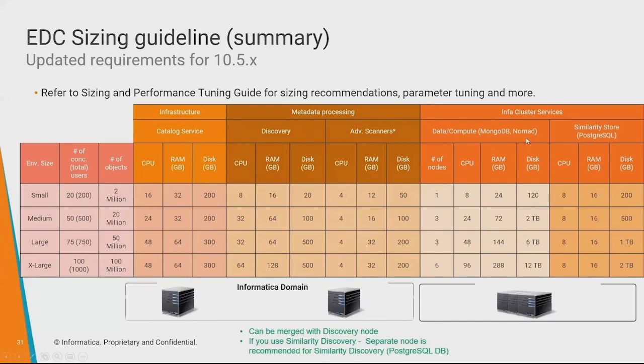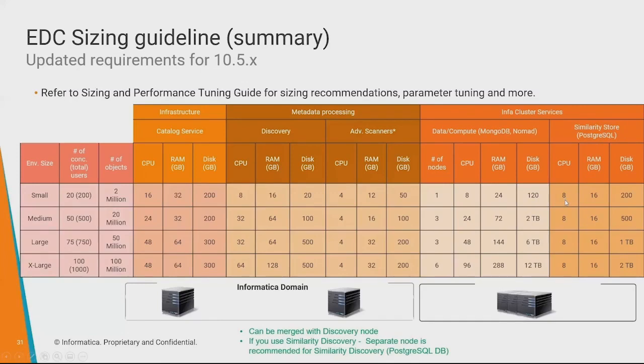Now let's talk about the bigger component here, the Informatica cluster service. So for small, which is up to 2 million, you could do with one node to deploy all MongoDB, Nomad, and all the other components on just one cluster node, which could be 8 CPU, 24 GB RAM, and up to 120 GB disk. And there is something called a similarity store as well.